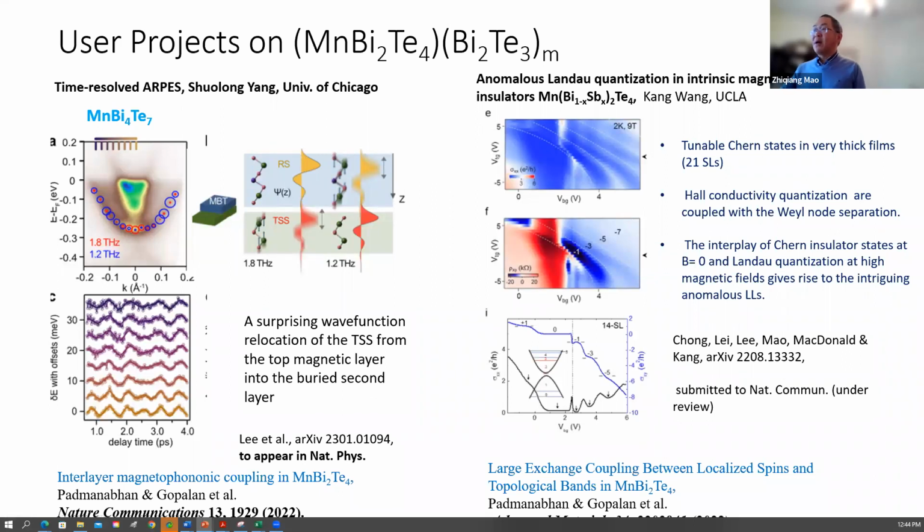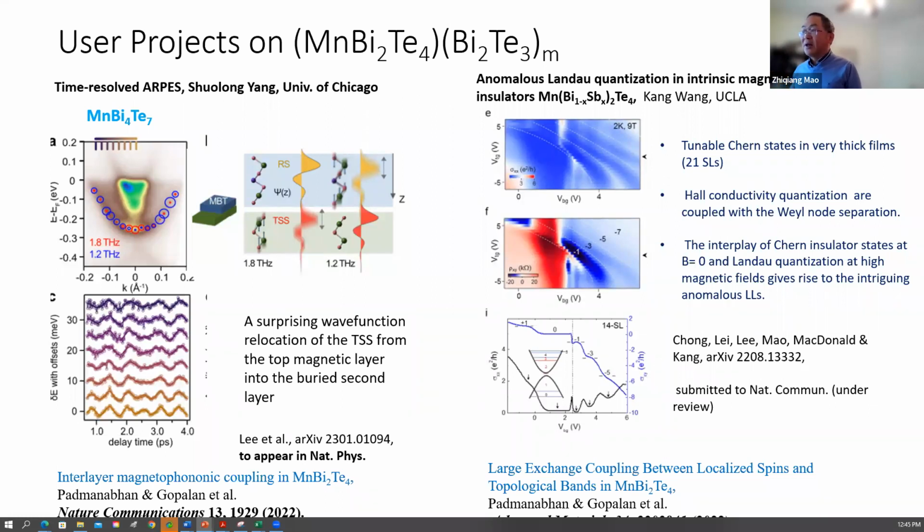The other work I want to mention is the work done by Kang Wang at UCLA. They did quantum transport measurements on a nano device. They observed the tunable Chern state in very thick films, up to 21 septuple layers. They still can observe the Hall resistivity quantization. They also found the Hall conductivity quantization is coupled to the Weyl node separation.